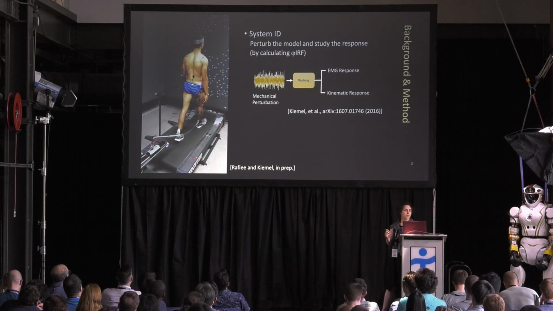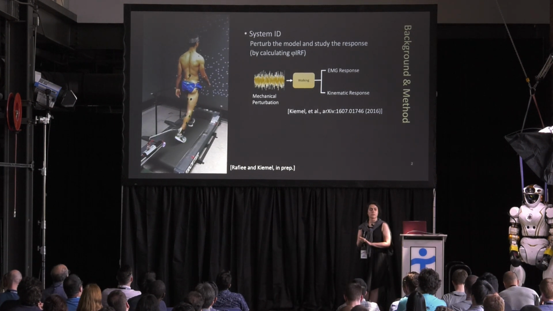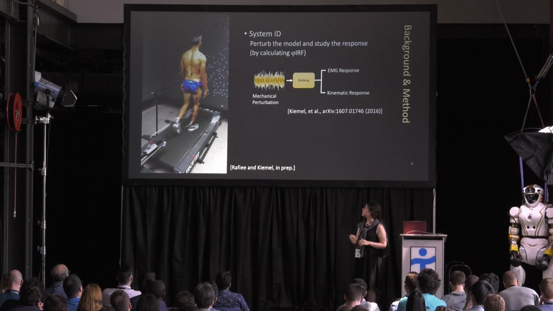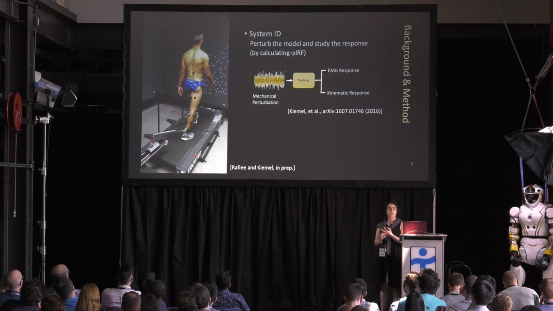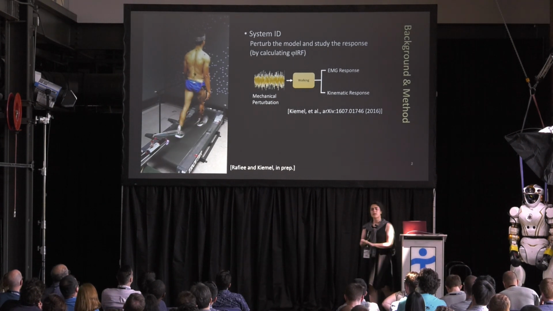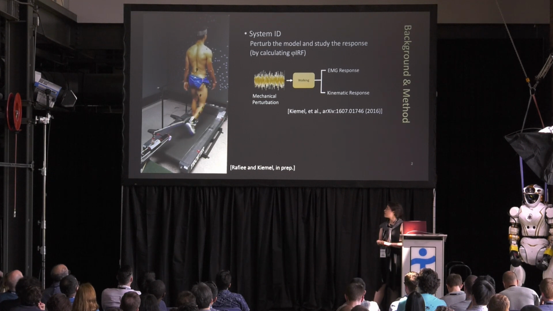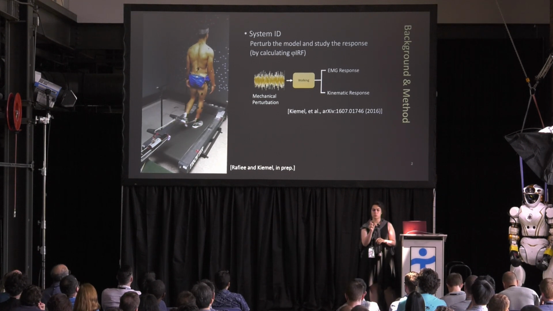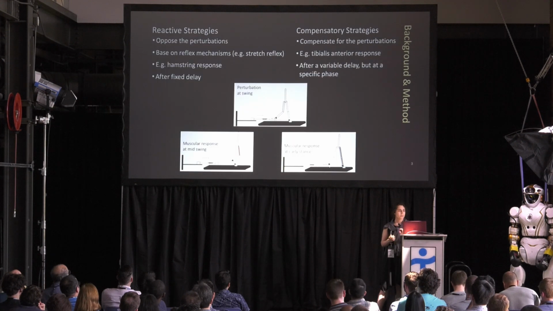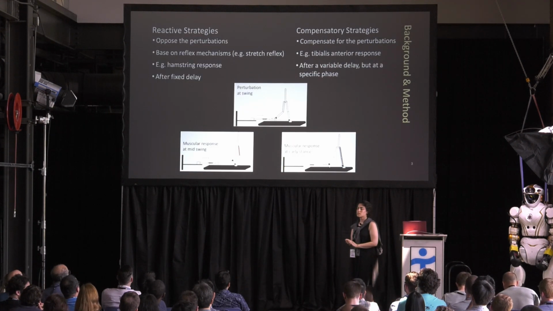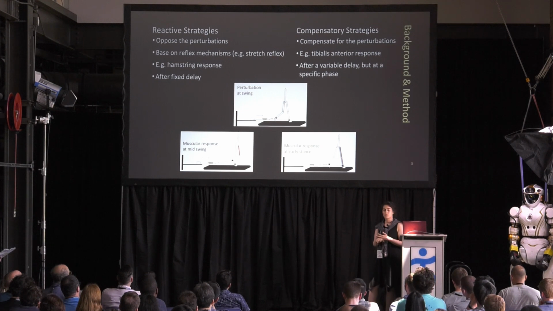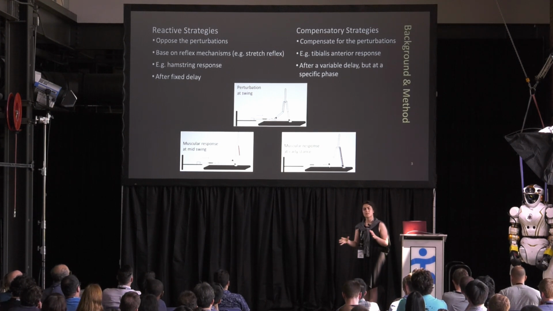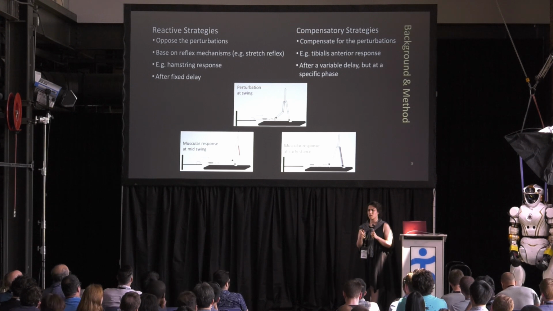I've used this method in an experimental setup previously, continuously perturbing people as they walk through that apparatus, and then collecting kinematic data, muscle activation, and calculating phase-dependent impulse response functions that describe the response of a system to small, short perturbations. And what we found was that the nervous system generally uses two classes of strategies, reactive strategies and compensatory strategies. And they, to an extent, depend on the position of the foot on the ground. I'm going to get to that.